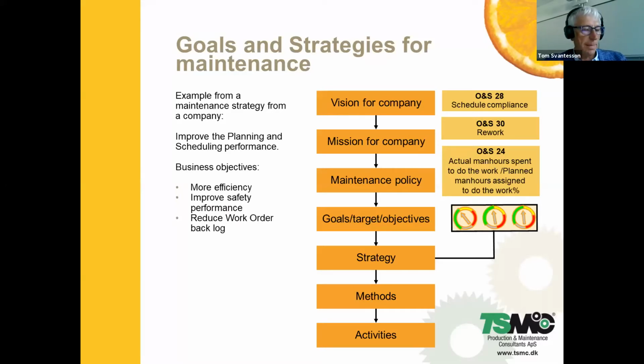This is only a part of the indicators which were used for that process. Just to give you an impression that we can also use indicators for more or less some of the activities we have, the initiatives when we want to develop our performance, in this case, planning and scheduling.